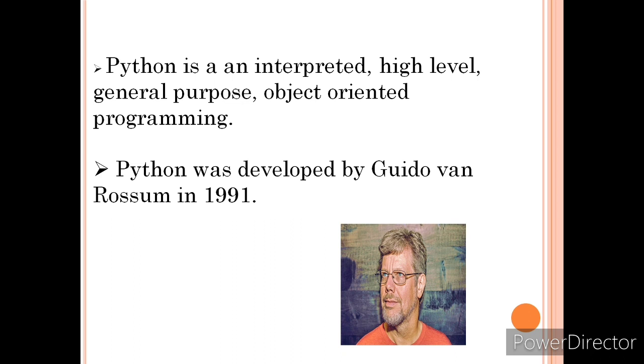Compared to C, C++, Java, it is very simple to learn or code. In C, if we code 100 lines, then in Python, it is only 50 lines. Why? Because it has plenty of libraries.